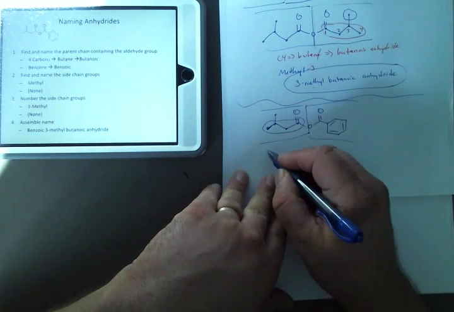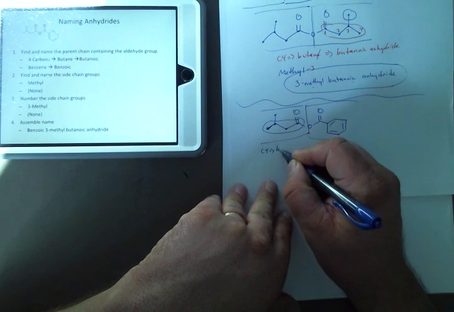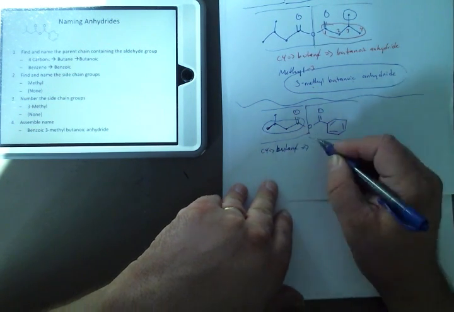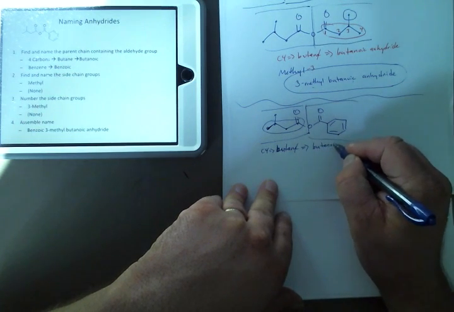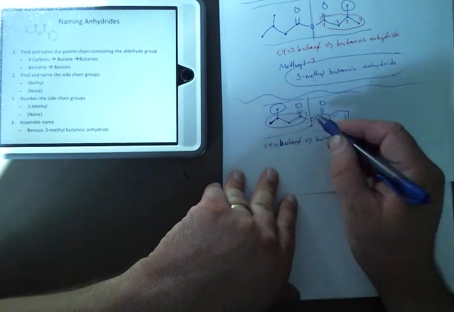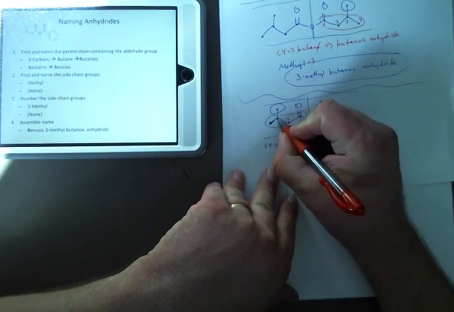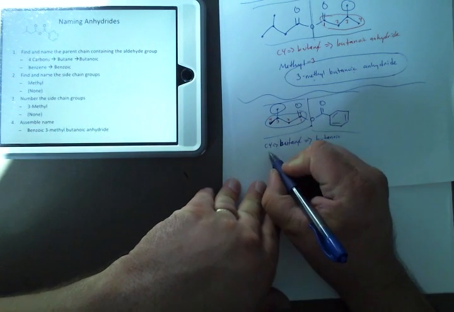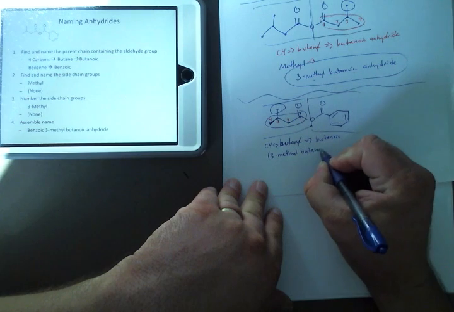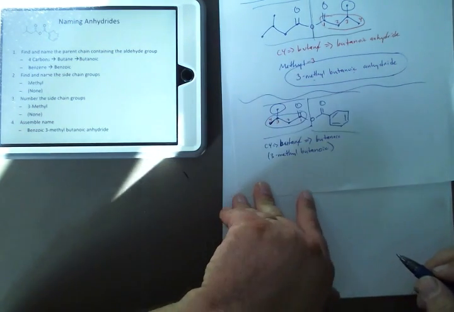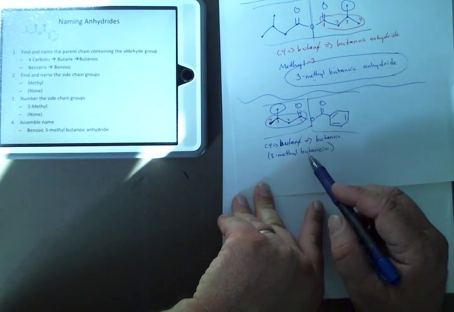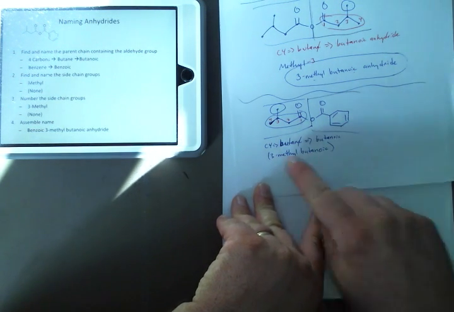So this is going to be C4, which would normally be butane, but now it's butanoic, right? But then we have this methyl group, right? And carbon 1, 2, 3, 4, right? So this side becomes 3-methyl butanoic. Okay. So notice I put this in parentheses, and it'll be a little bit easier to show you in a minute why I put those in there.